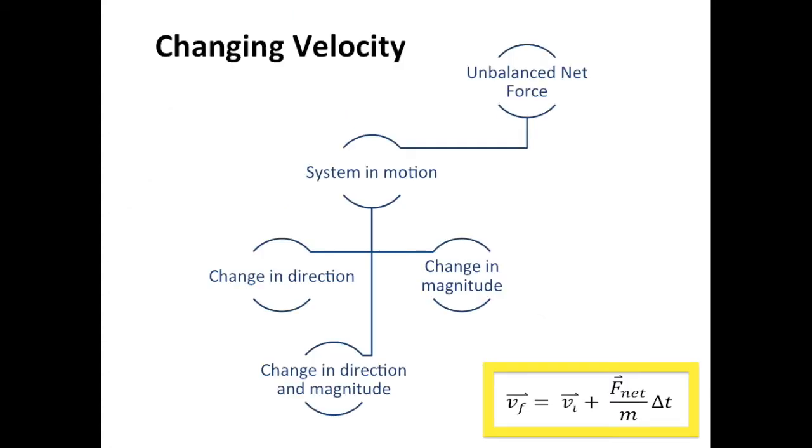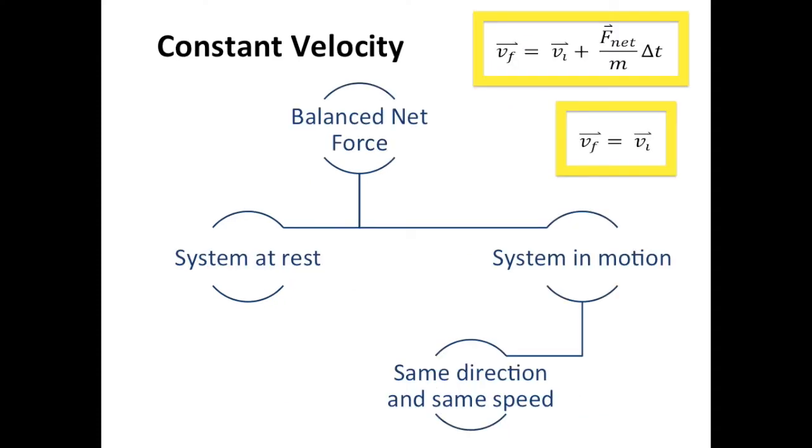If velocity is changing, we know some force is causing a change in the vector's direction, magnitude, or both. If velocity is constant, the total forces on the system have either canceled or there are none. Therefore, our starting velocity should be the same as our ending velocity.